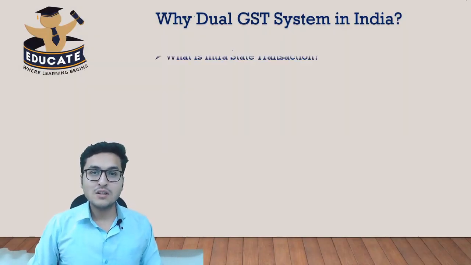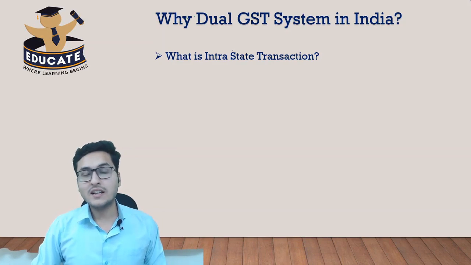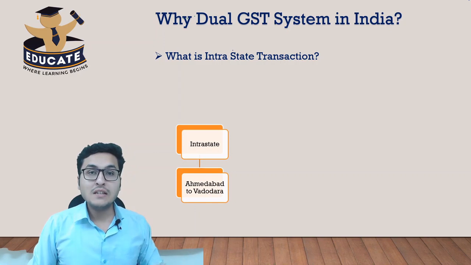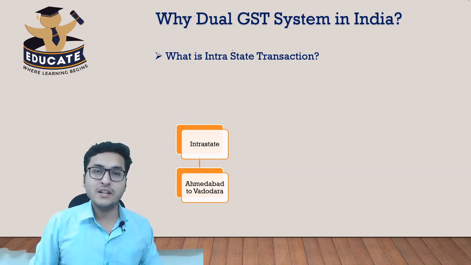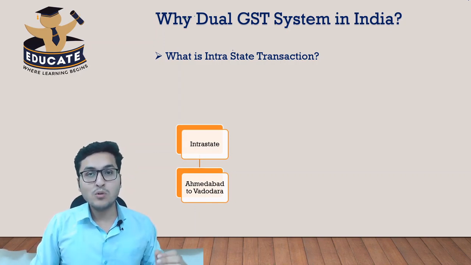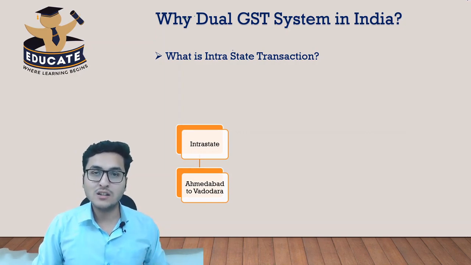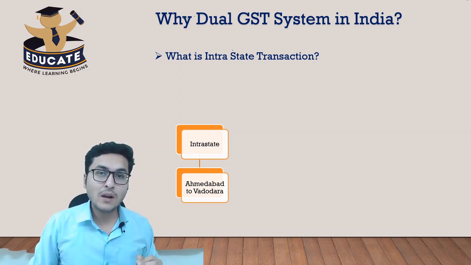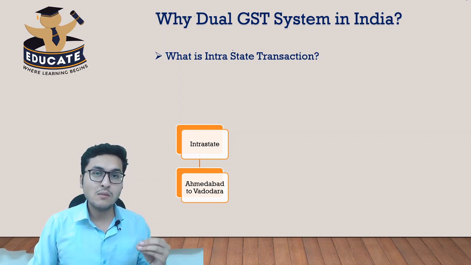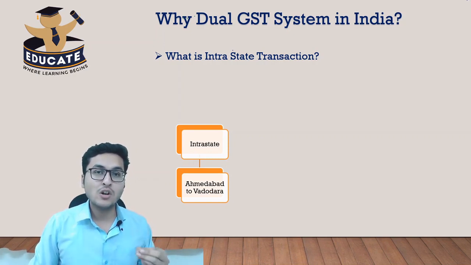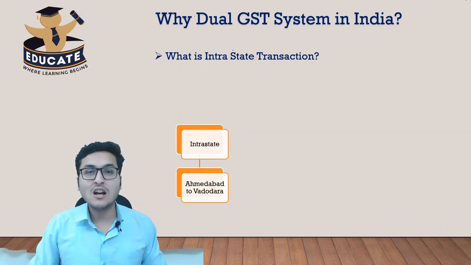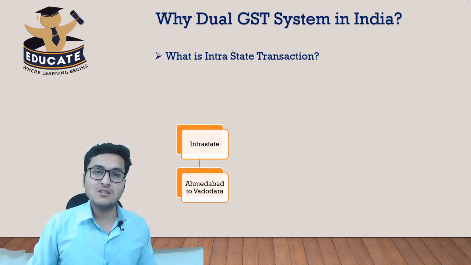So first term is, what is intrastate transaction? Friends, intrastate transaction is something wherein we sell goods within the state. Meaning thereby, suppose I am a businessman doing business in Gujarat and I am supplying goods from Ahmedabad to Vadodara. Then such transactions wherein we are supplying goods within the state, that is from Ahmedabad to Vadodara in case of Gujarat, or Ahmedabad to Surat in case of Gujarat, then such transactions are known as intrastate transactions.